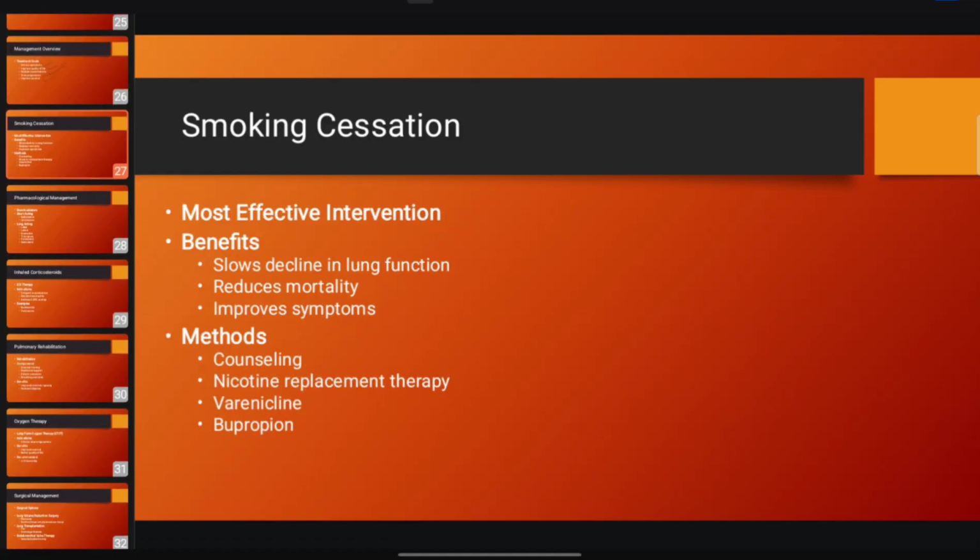Now we talk about smoking cessation, important in the management of whether it's asthma or emphysema, and also in most of the pulmonary diseases. So it is the most effective intervention. Benefits include slowing the decline in lung function, reduced mortality, and improved symptoms. Methods include counseling, nicotine replacement patches, therapies, and varenicline, and then bupropion.